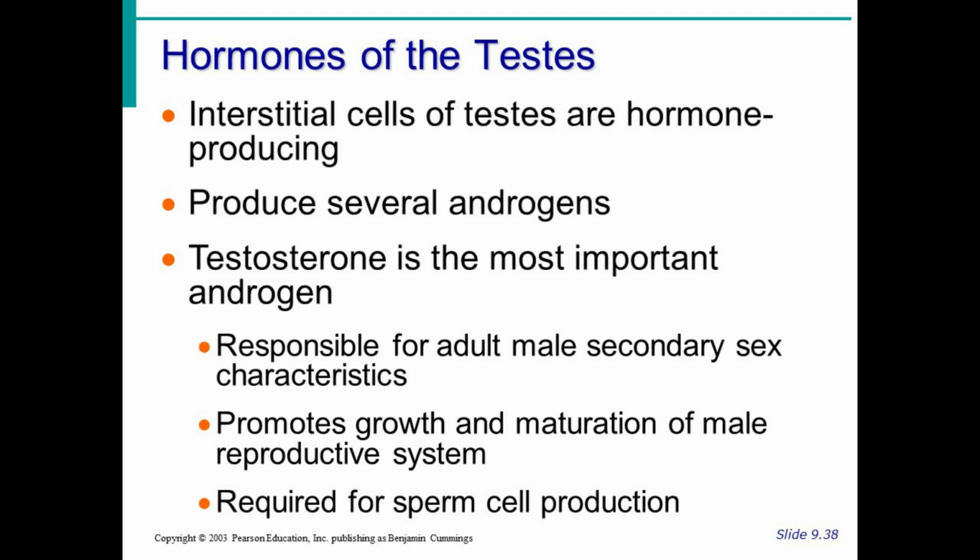It also helps in the implantation of an embryo in the uterus. Next one is the hormone that is produced by your testes, which is testosterone. Interstitial cells of the testes are hormone producing. They produce several androgens. One of them is testosterone. It is the most important androgen produced by our testes. They are responsible for adult male secondary sex characteristics, similar to your estrogen in female. It promotes growth and maturation of the male reproductive system and it is required for sperm cell production.